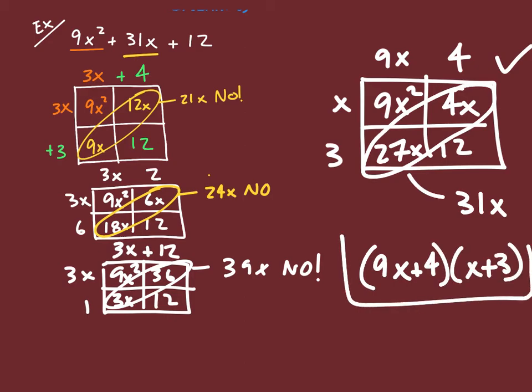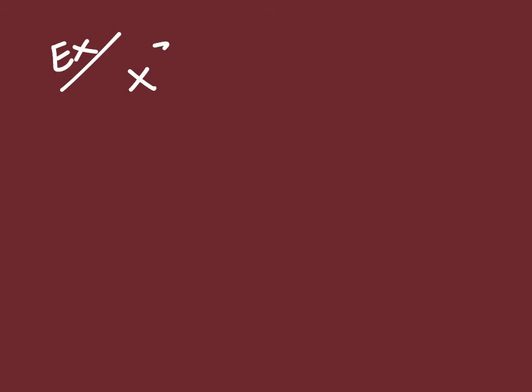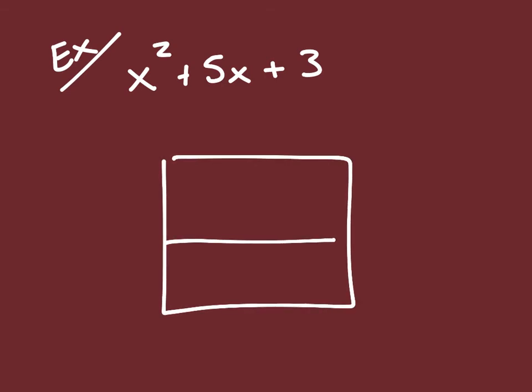And that's the idea, okay? And that's what we want to look at. So sometimes it is a bit of guess and check. But if you keep trying things and it doesn't work, that's okay. All right, let's try this. Let's try x squared plus 5x plus 3. All right, and I want to factor this and see what we get.